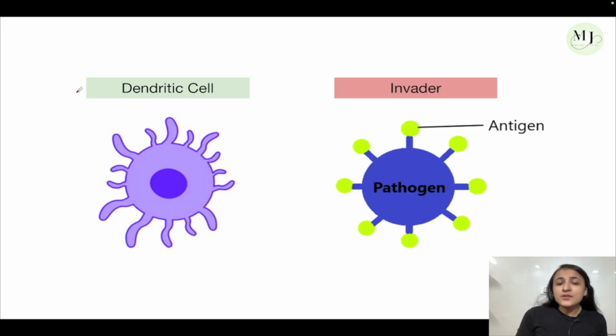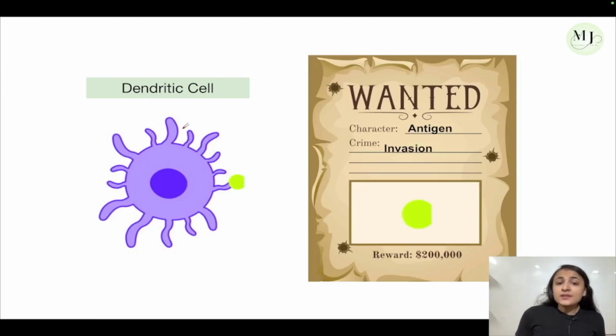First off come the dendritic cells. They act as scouts. Now what do these cells do? They take a piece of the invader cell. For example, a pathogen has various antigens on its surface. So dendritic cells will take antigens from the pathogens and take these antigens to other cells which are involved in the adaptive immune response. So basically these antigens are the wanted posters of the immune system. Here the character is the antigen and the crime is invasion into our body.